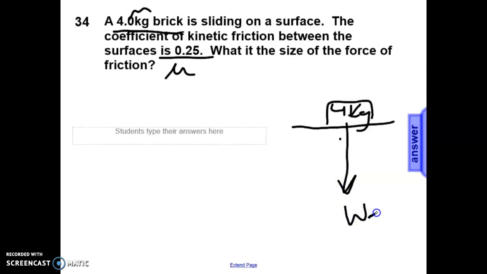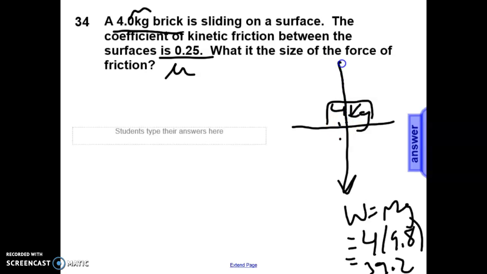So the weight is equal to mg, which is equal to 4 times 9.8, which equals 39.2. Now that's the weight, and because we know the weight, we also know that the normal force is equal and opposite of that. It's going to be equal to 39.2 newtons.